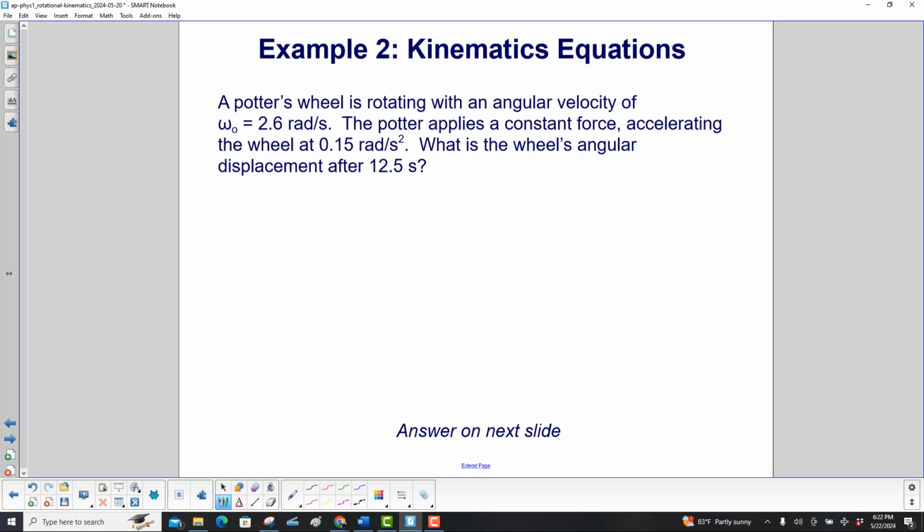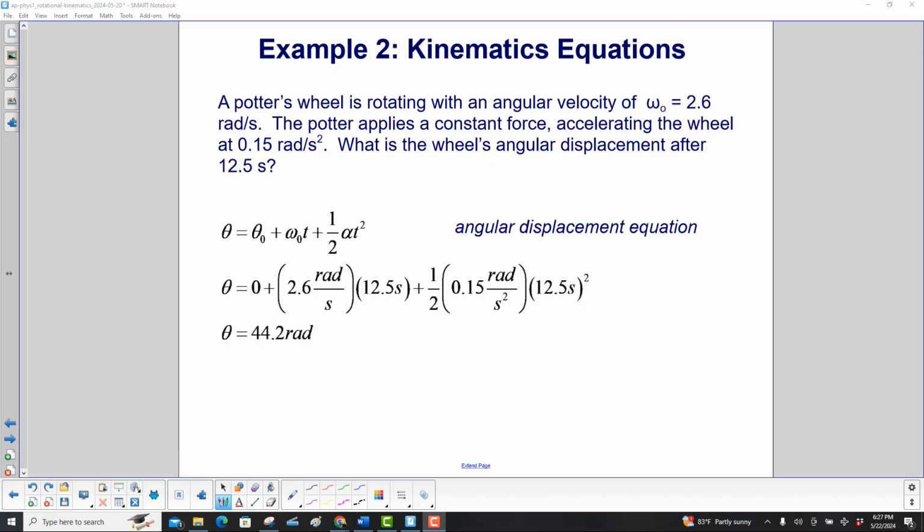A potter's wheel is rotating with an angular velocity of omega 0 equals 2.6 radians per second. The potter applies a constant force, accelerating the wheel at 0.15 radians per second squared. What is the wheel's angular displacement after 12.5 seconds?